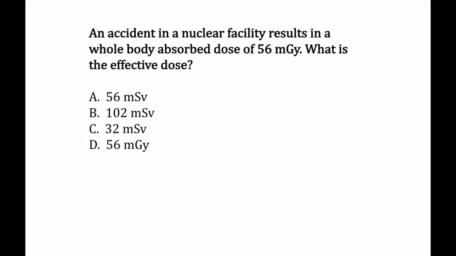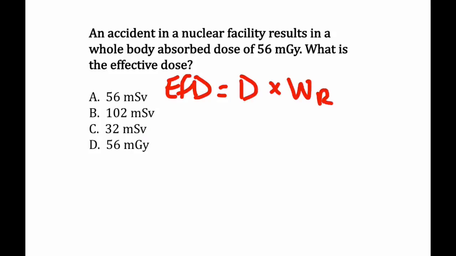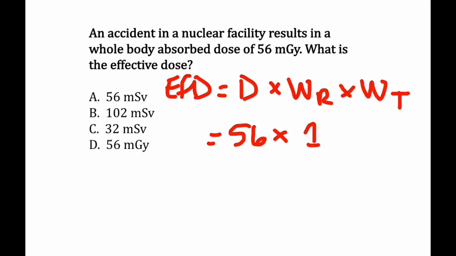Here's the last question. This one's just a little bit trickier. An accident in a nuclear facility results in a whole body absorbed dose of 56 milligray. What is the effective dose? So let's write down our formula for effective dose one more time. Effective dose is equal to the absorbed dose multiplied by a radiation weighting factor multiplied by a tissue weighting factor. So our absorbed dose is given directly as 56. We're not given what kind of radiation this is. So for this question, we're just going to assume it's X-rays, which have a radiation weighting factor of 1.